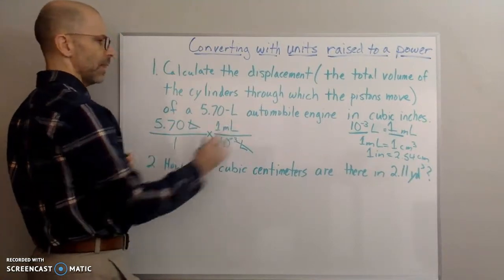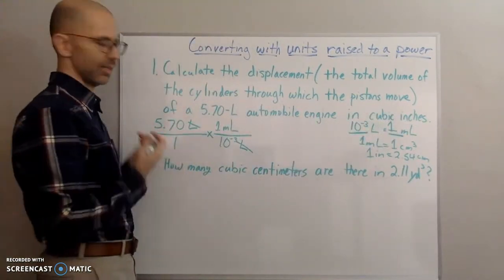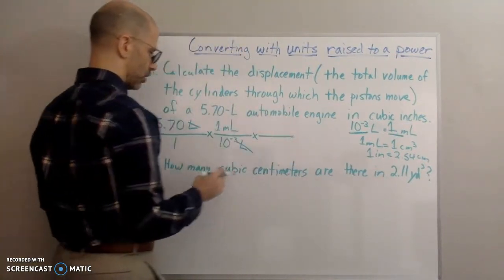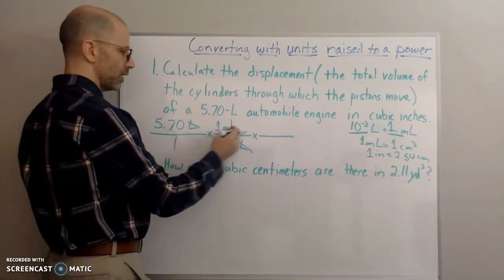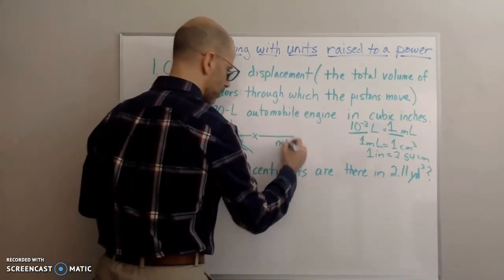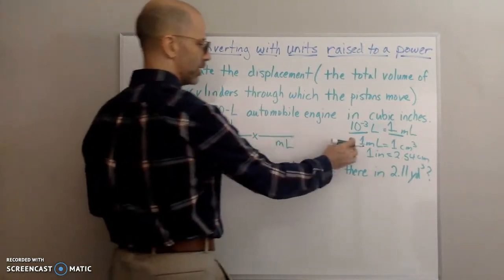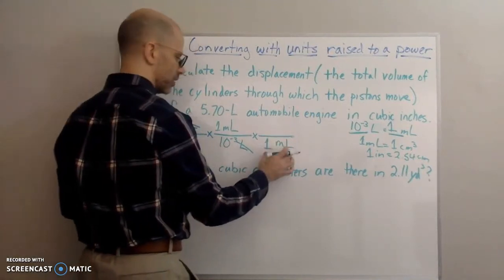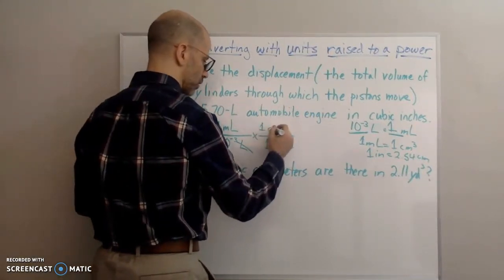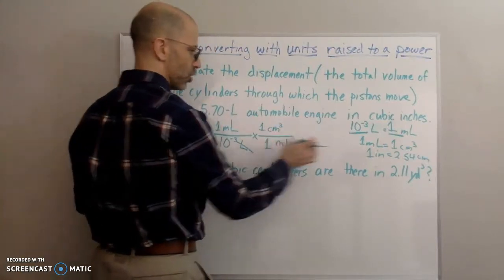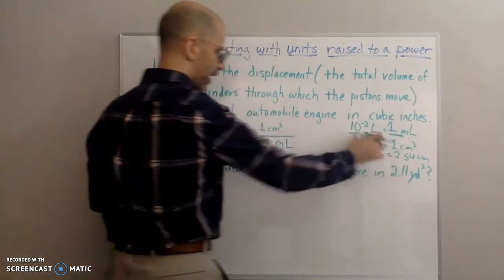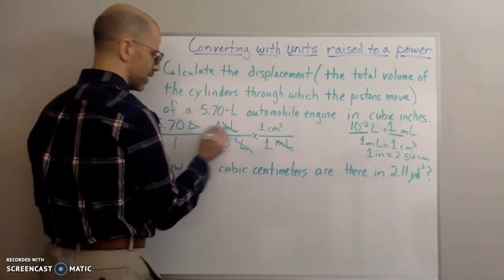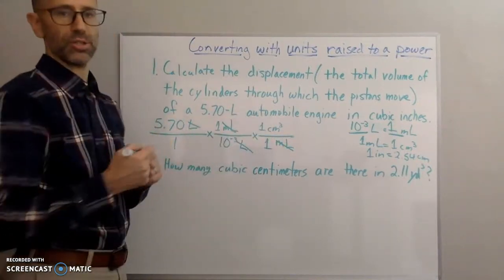Now I have milliliters. They want cubic inches. I am not done. I need another conversion factor. I have milliliters on the top, so I want milliliters on the bottom. So this time I can use my 1 milliliter is to 1 centimeter cubed. So 1 milliliter is on the bottom, and 1 centimeter cubed is on top. This side goes on the bottom, the other side goes on top, and now my milliliters cancels out. Now I have centimeters cubed.